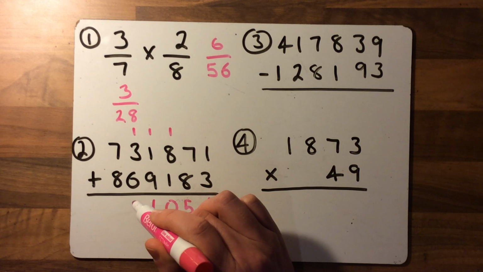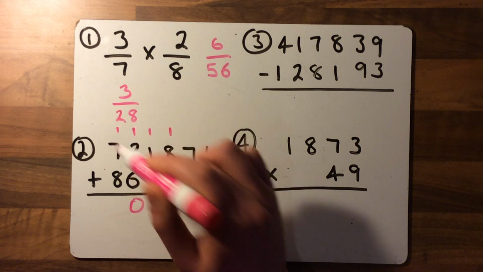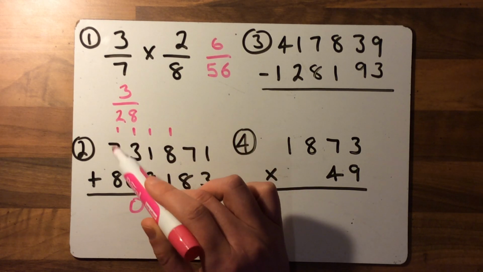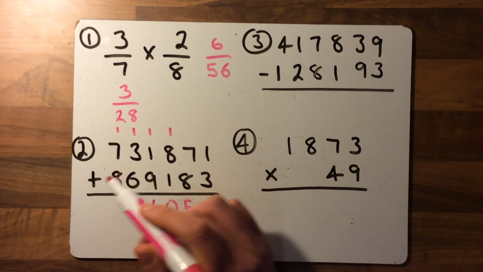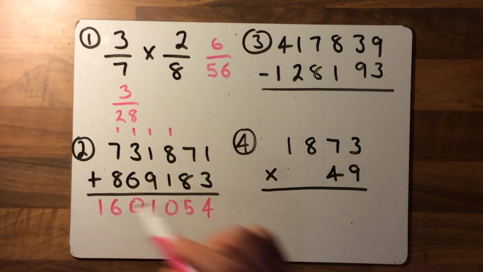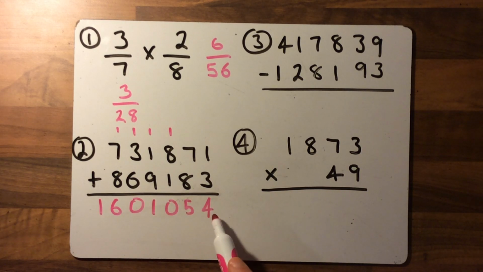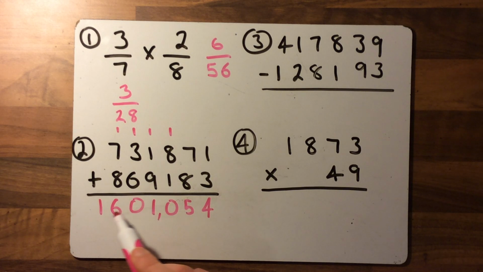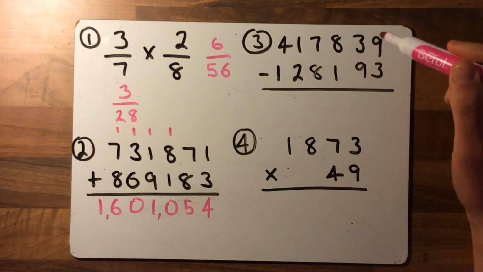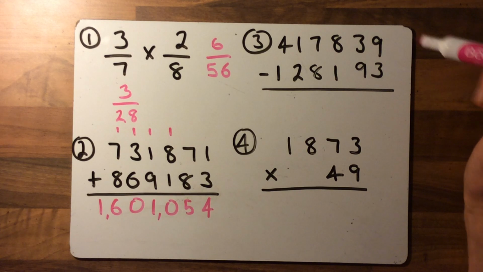6 add 3 add 1 is 10, the 0 there, the 1 gets carried over. Add these up to make 8, then 8 add 8 is 16. Nothing left to add in, so we add that in there. It's quite difficult to read that number as it is, so remember, put your commas in from the end. So 1, 2, 3, 1, 2, 3, and it's much easier to read. 1,601,054.